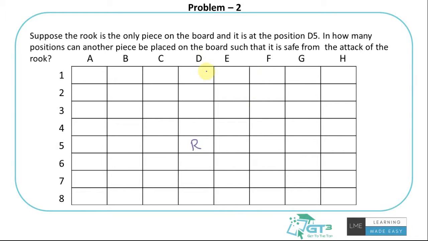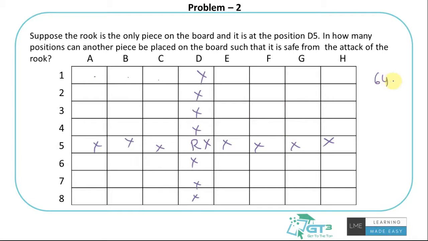Obviously the rook can attack this and this, and this and this. So I cannot place my piece in any of these crosses, right? Obviously even here I cannot place because the rook is already sitting here. So there are altogether 8 by 8 matrix, which is 64. It will take you time to count 1, 2, 3, 4, 5 and so on.